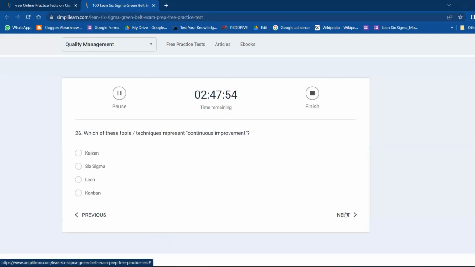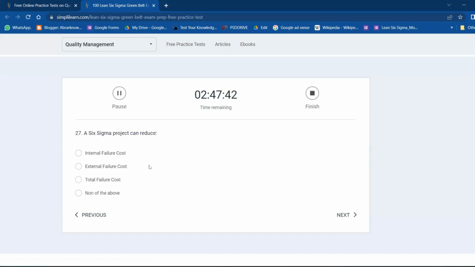Let's go to the 26th one. Which of these tools or techniques represent continuous improvement? Kaizen. And the 27th question: a Six Sigma project can reduce what? Total failure costs.